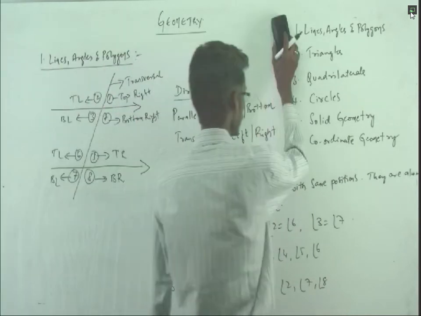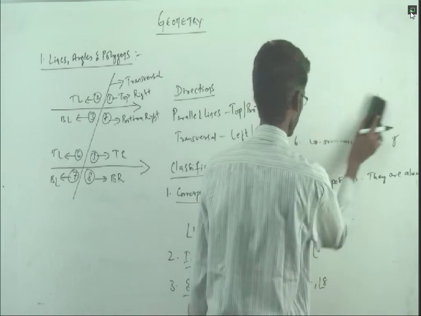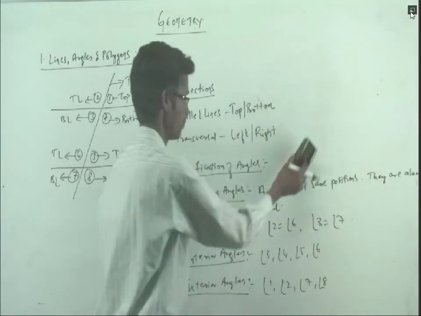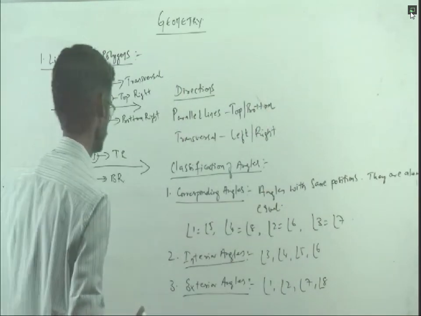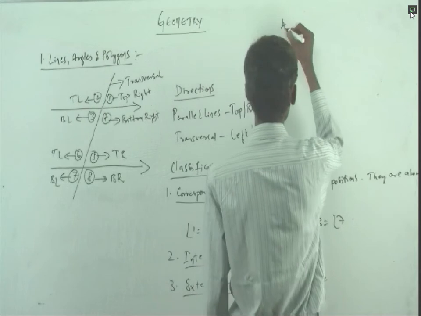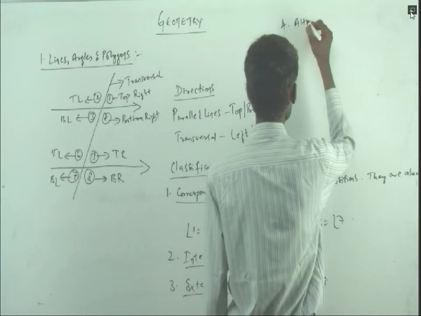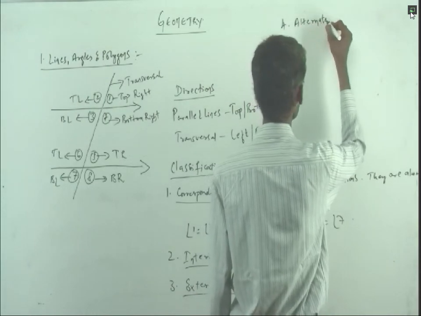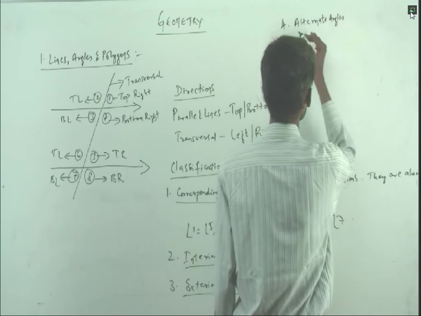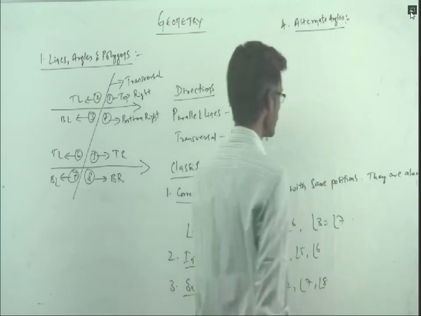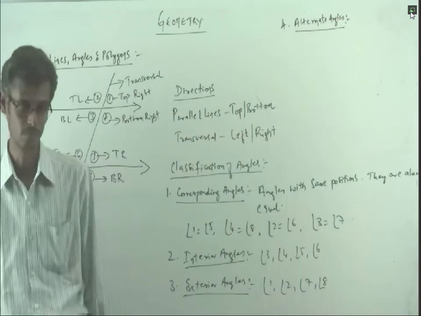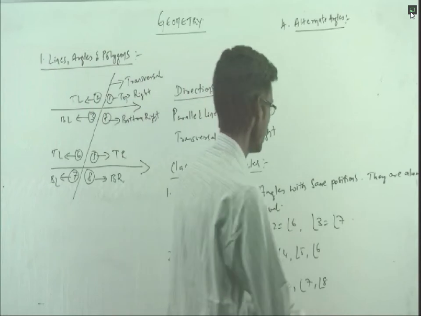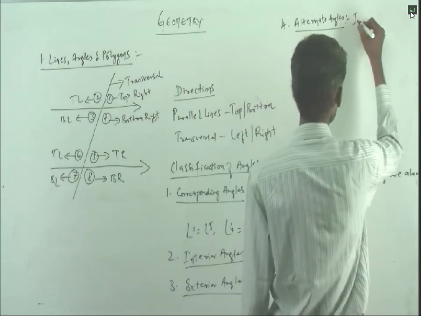Let us move on to the fourth and fifth classifications. Fourth one, alternate angles. Alternate angles has got another name, which is called interior opposite angles.